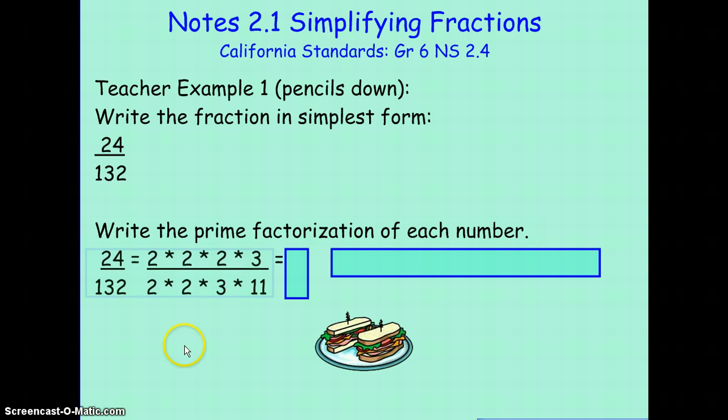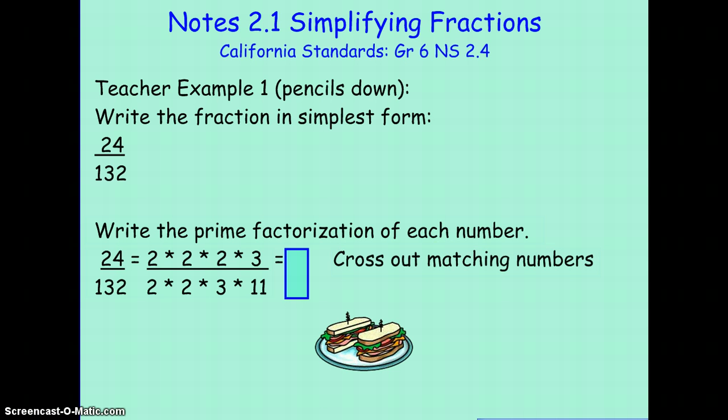And when I write out using primes, I've got this. So notice I've got my primes in order from least to greatest. And all I did was use a factor tree to find these primes. Okay? Remember, a prime number is a number whose only factors are itself and 1. The next thing I want to do is actually cross out the matching numbers. So I'm going to go ahead and do so now.